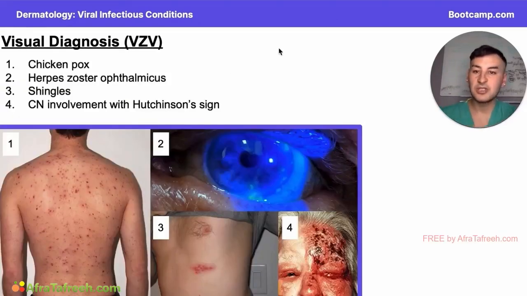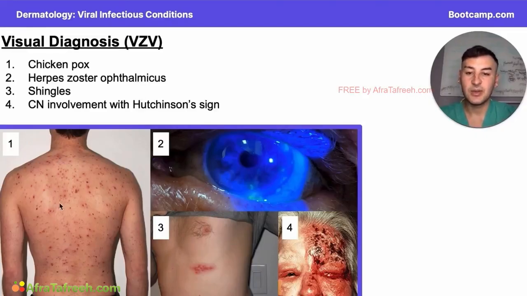Now moving on to our visual diagnosis of VZV infections. So here we have a great example in number 1 of a chickenpox infection. Remember, this is a diffuse body rash for the primary infection. Then in image 3 here, we have a very dermatomal distribution. So this would be a recurrent infection, which we would call shingles, because now it is a secondary recurrent infection. It is along a dermatome. It is no longer diffuse.